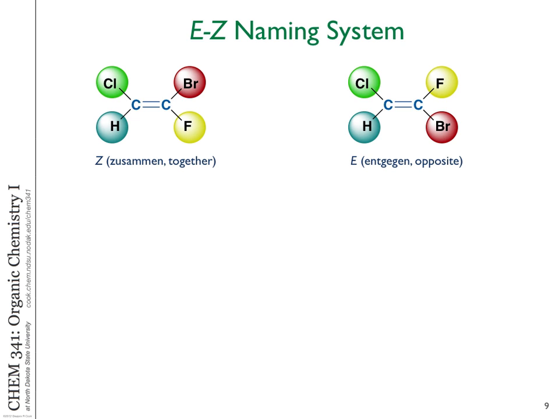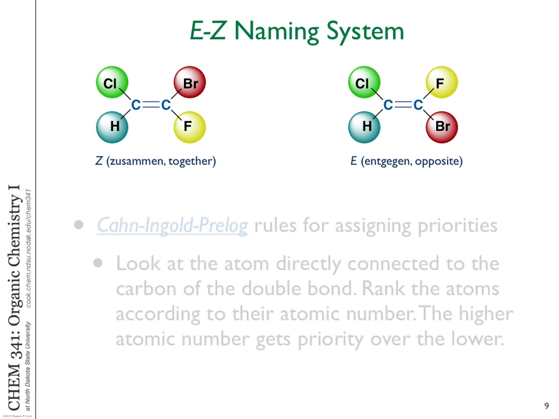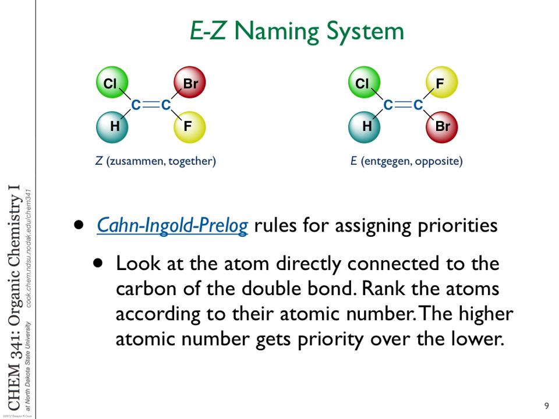But what we have to know is what are we talking about? What's on the same side relative to the other side, or opposite sides? And for this we have a system to designate the priority. So in this case, it's the highest priority group on the left side of the double bond versus the right side of the double bond that we're comparing. Not necessarily the same kind of group, but the highest priority.